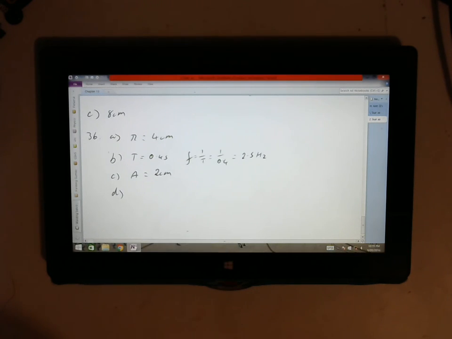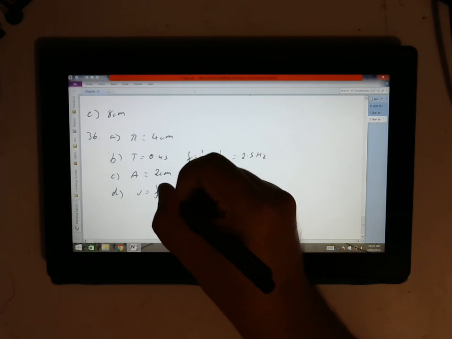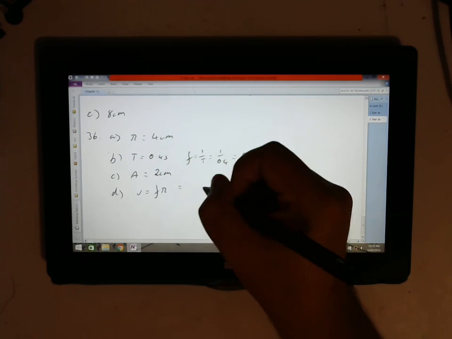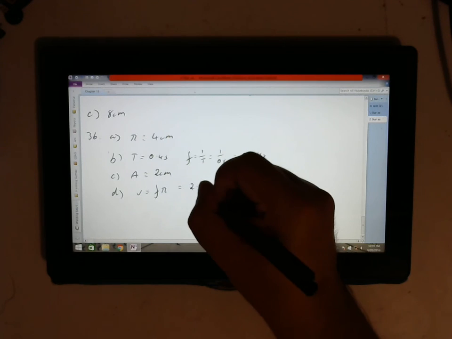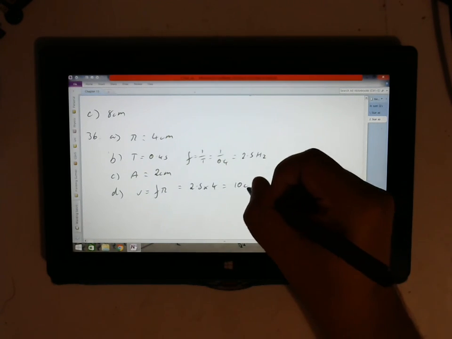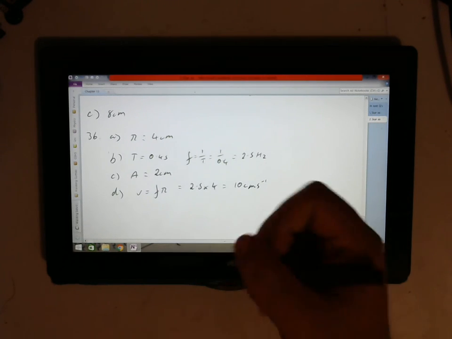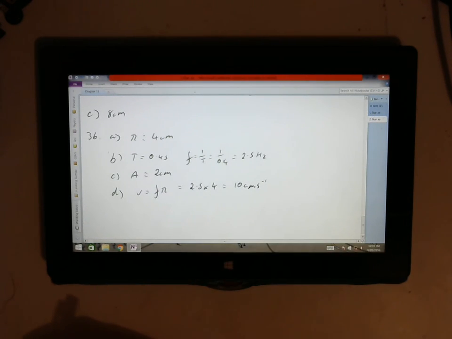And D, we want the speed of the wave. Well, we know that V equals F lambda. We've got lambda, we've got F, 2.5 times 4 equals 10 centimetres per second. Remember that 4 was in centimetres, so make sure we're using the right units there. Or we could rewrite it as 0.1 metres per second as well. So either would be acceptable.